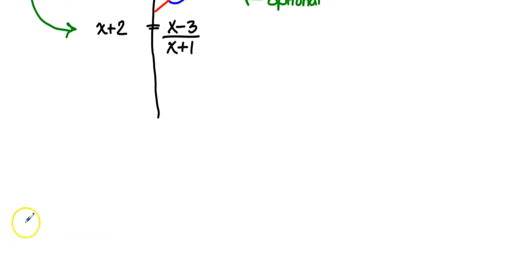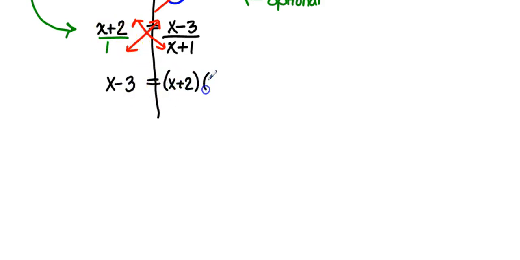We are purely in our algebra world. So to solve this, we are going to recall how to cross multiply. So 1 times x minus 3 gets me x minus 3. And then it's going to be x plus 2 times x plus 1. Please multiply out and combine like terms and get this quadratic set equal to 0. Please press pause and do that.